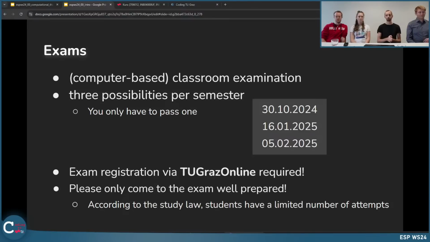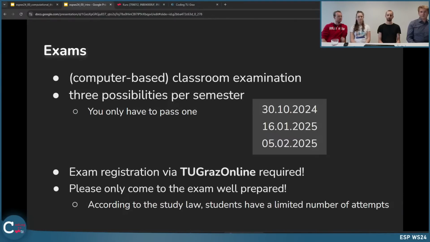If you are new to this course, and especially also new to programming and to C, I would not recommend to take the exam in October. This is mainly for students who didn't use the exam dates in the summer semester or in the last winter semester, or took the course in the previous semester. So I would not recommend doing this exam in October. There are 2 dates suitable for you, which is the 16th of January and the 5th of February, where we would recommend you to take the exam.